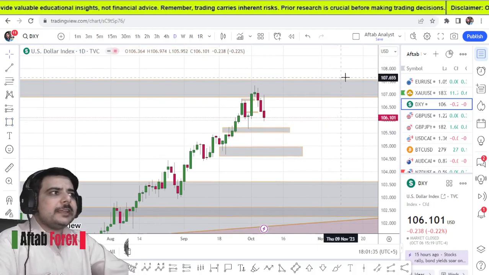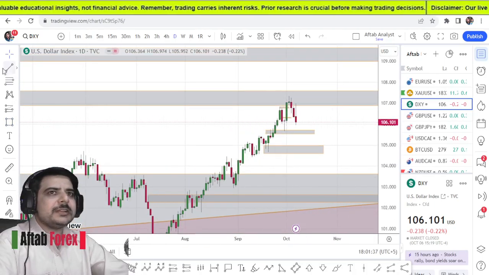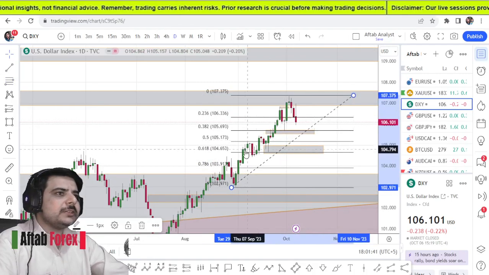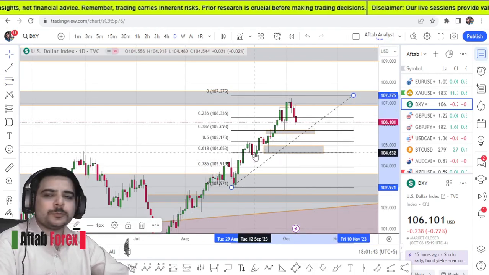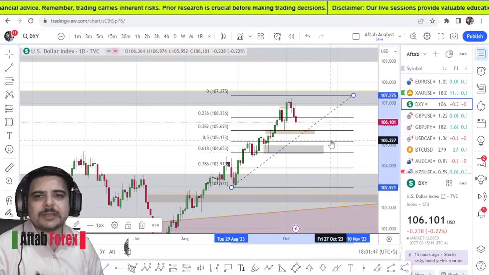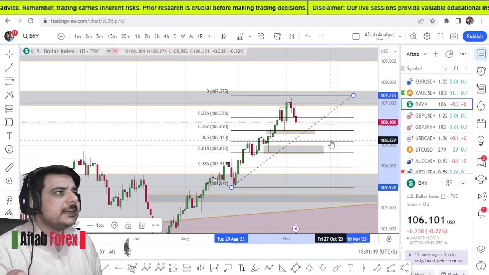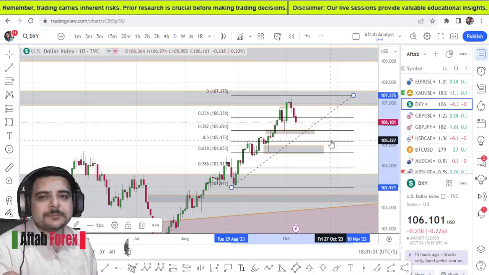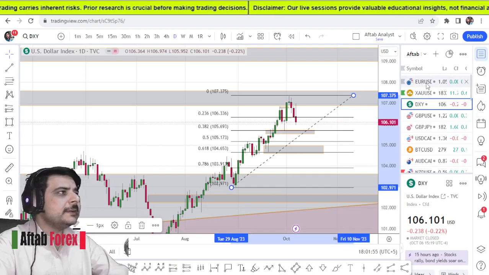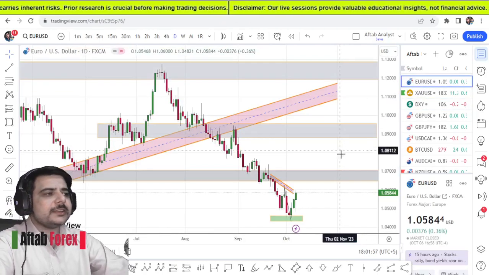And if this really continues, it will be continuing down towards which level? Towards 61.8, 104.632. So as we can expect, now some drop on the dollar index, then obviously we have to see some bullish opportunities on the gold, euro, and all of those other pairs. So euro US dollar, now let's have a look at it.